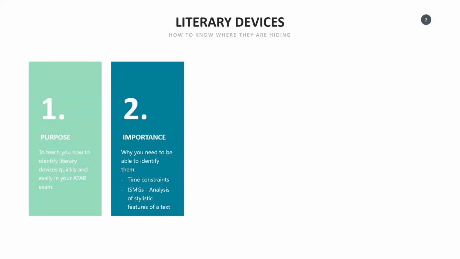The other reason it is so important is because it's a key criteria of the ISMGs. So you need to be able to identify literary devices within all of your quotes and analyze how they position the reader in order for you to score those marks.